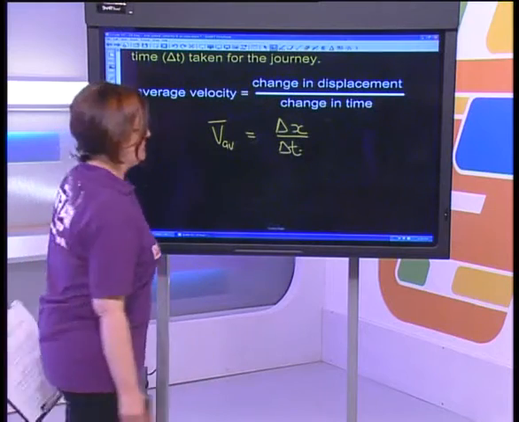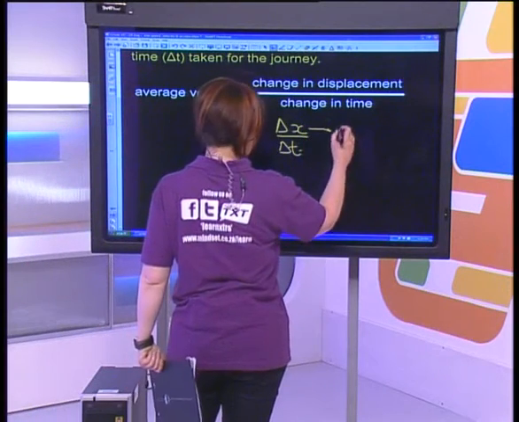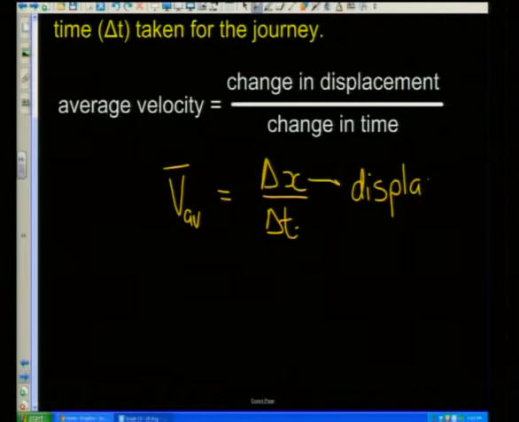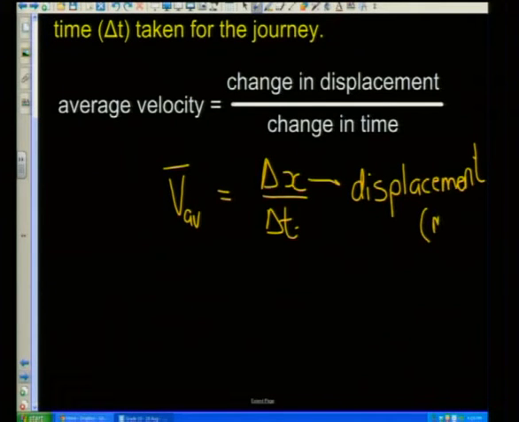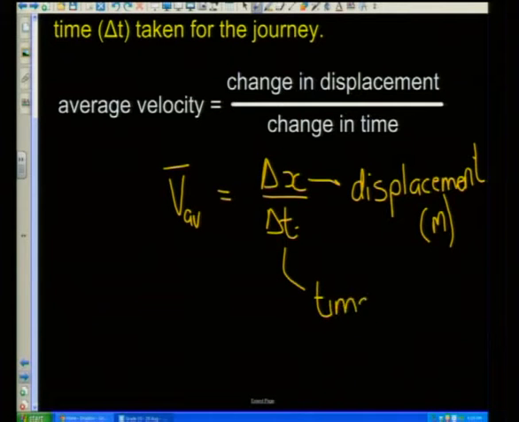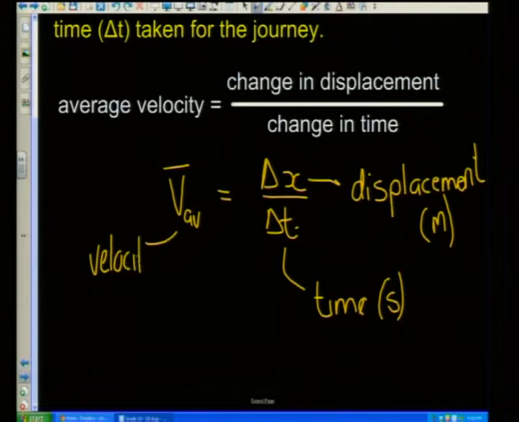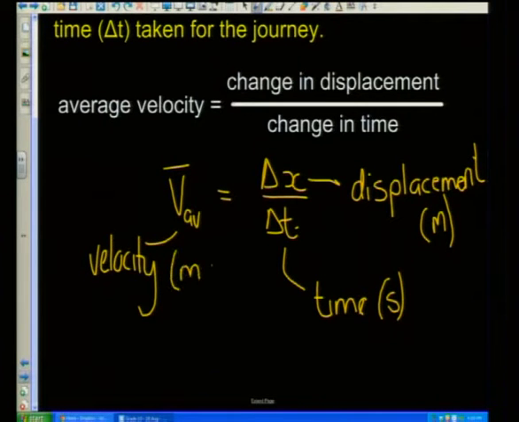What's important here is displacement. So that change is my change in displacement, and that is measured in meters. That's time. Time is measured in seconds. And this is velocity, average velocity. It has the same unit as speed, meters per second.